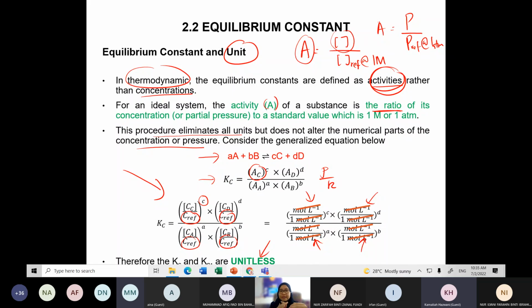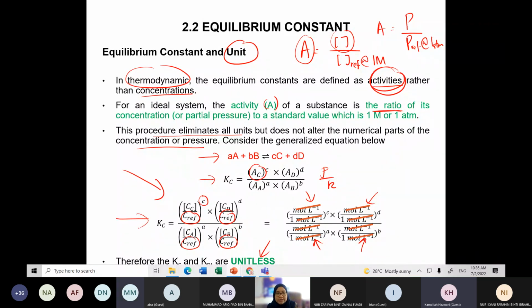Because for activities, you have to divide by 1 molar. Any value you divide by 1, you will still get the same numerical value. So there's no need for us to use the activity formula. Instead, we can directly use the value of concentration. Okay, so that is why Kc and Kp are unitless.